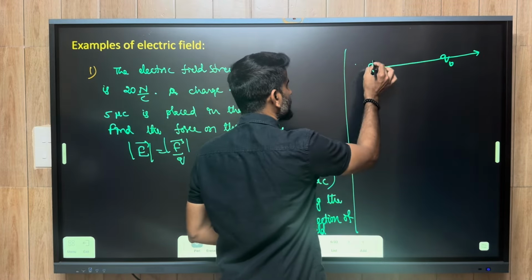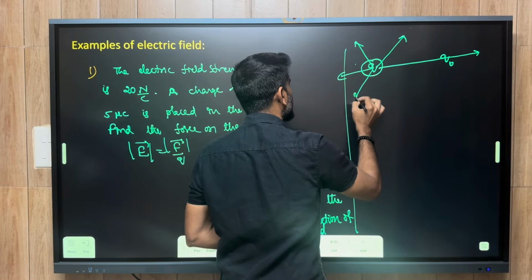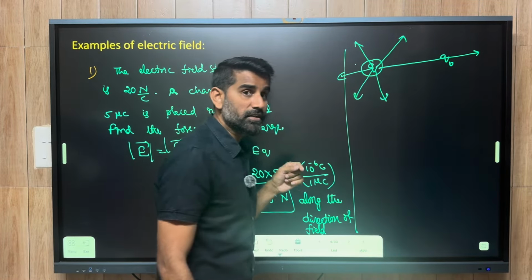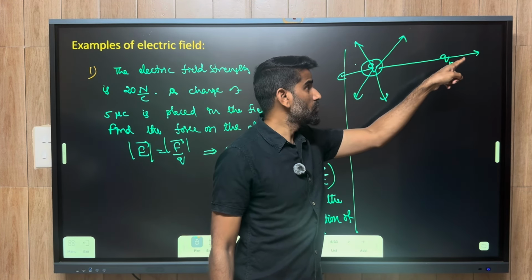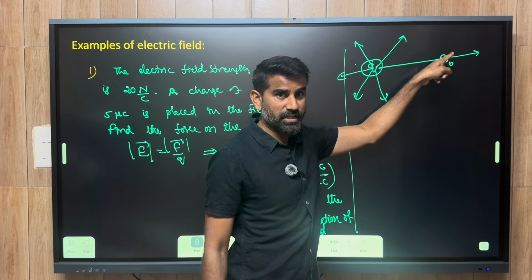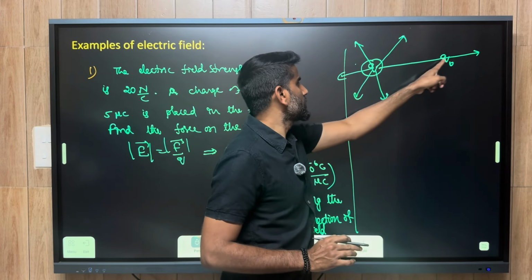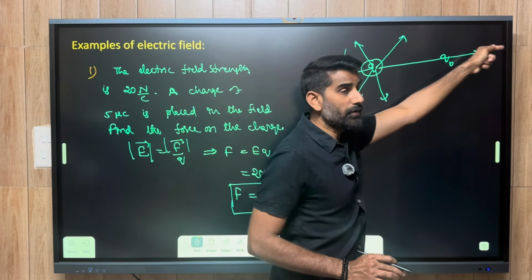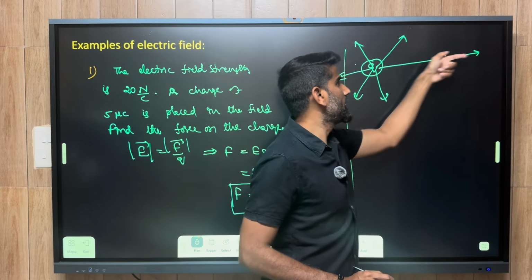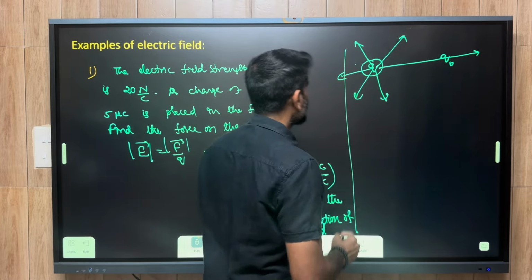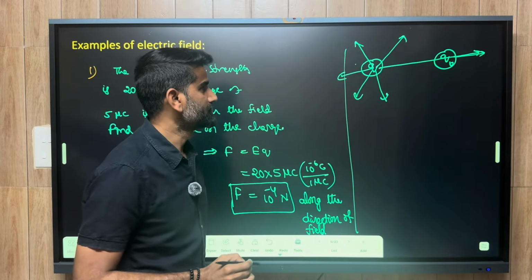As I've already told you, this is a positive charge, so the field is radially away, and we are not interested in the rest of the field. We are interested only in the direction of the field at the test charge, the point of interest. At this point the field is away, because this is a positive charge. So field is away means this Q0 will try to move in this direction only, right? In the direction of the field.